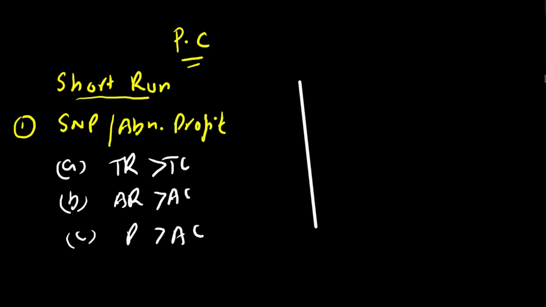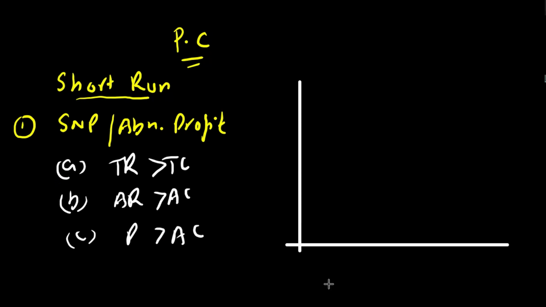Now we will make the graph for supernormal profit. For that, we need to draw axis, and on x we have quantity, and on y we have three variables. What are those three variables? One is price, then revenue, then cost. P slash R slash C is price, revenue, and cost.